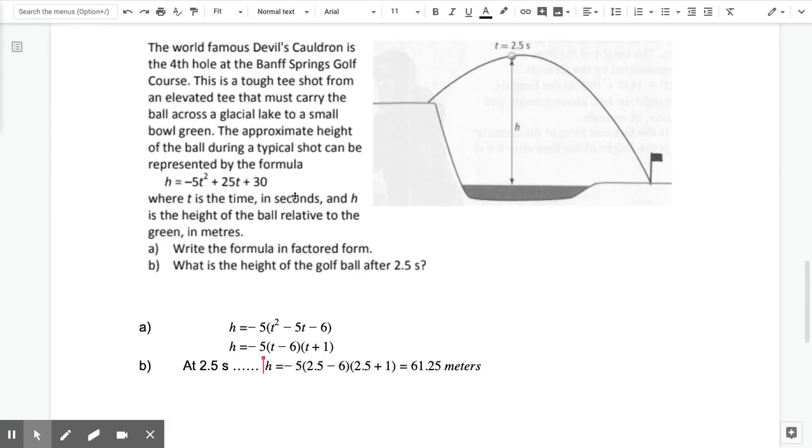Now the second example has to do with a golf ball traveling through the air and being given a height function. And you're given this height function, really it's just asking you to write that formula in factored form. So really to factor this out, a person just needs to pull out a common factor of -5 first, and then it becomes just a quadratic that looks like t squared minus 5t minus 6.